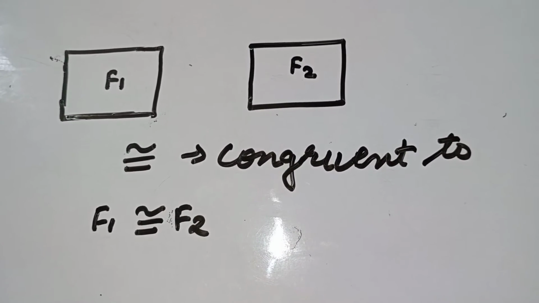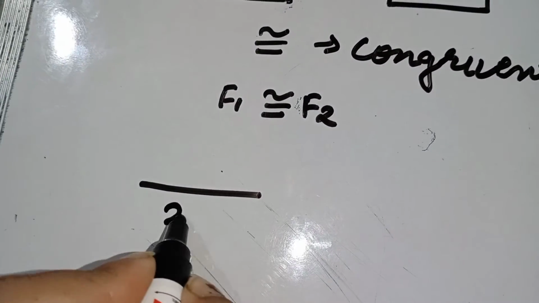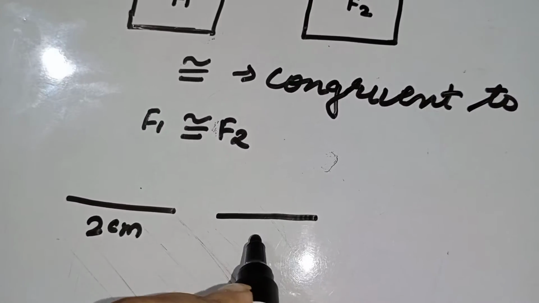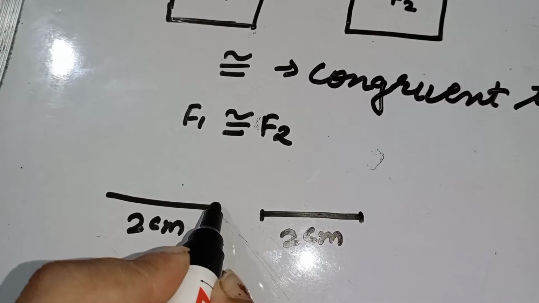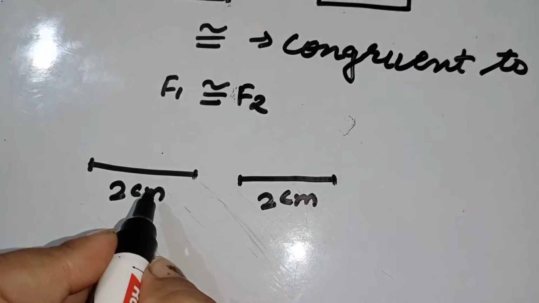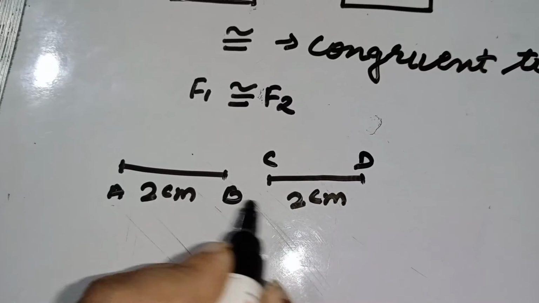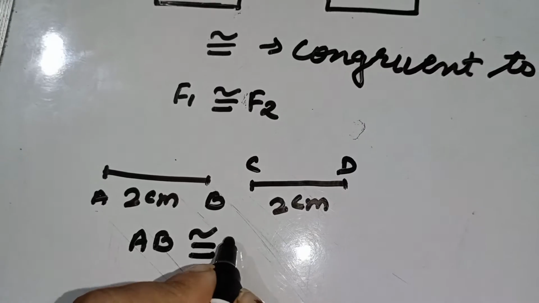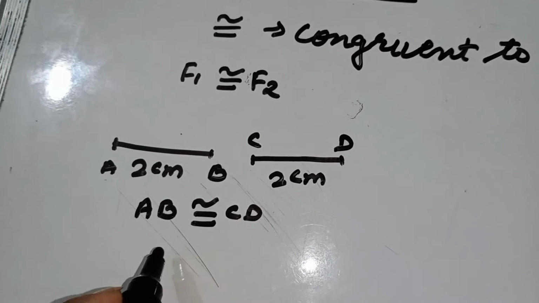Now let's learn the congruency of line segments. Suppose I have drawn a line of 2 centimeter. Another line of the same 2 centimeter. This is the line segment of 2 centimeter. Now this is also a line segment of 2 centimeter. So this is AB, this is CD. So what will you say if they are of same length? You will say AB is congruent to CD.